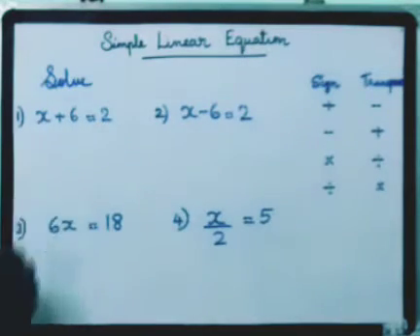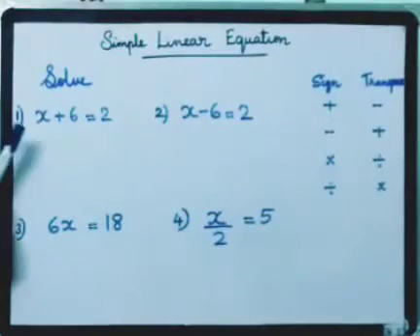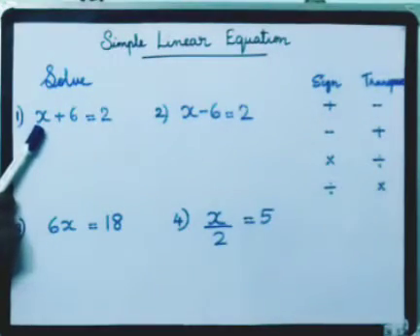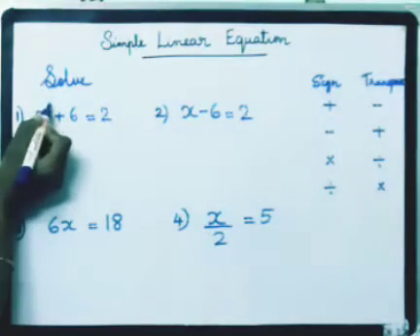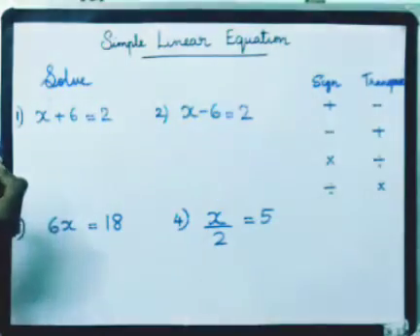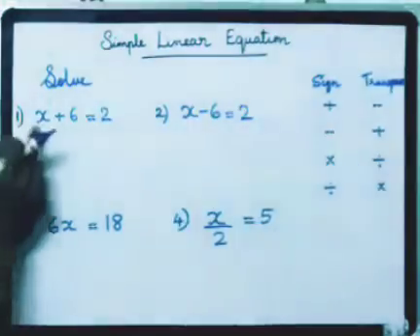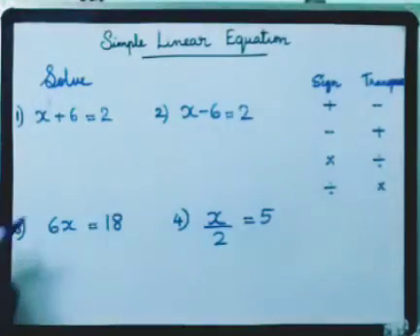x + 6 = 2. So what is a linear equation? An equation is said to be a linear equation if it contains only one variable and its highest power is 1. Here it contains the variable x. The power of this x is 1. Highest power is 1. So this is a linear equation.